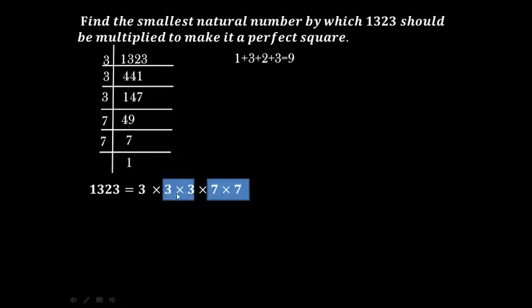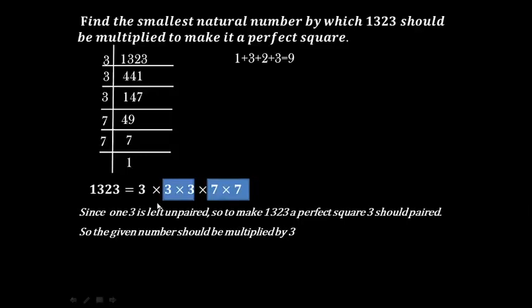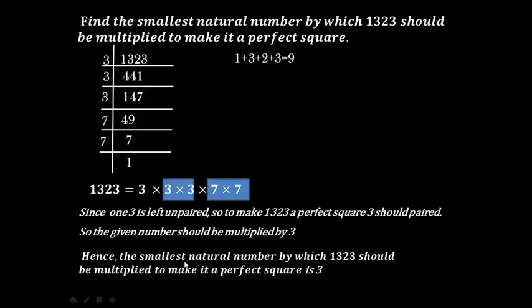Let's make pairs. We'll find that this 3 is unpaired. Since one 3 is left unpaired, to make 1323 a perfect square, 3 should be paired. So the given number should be multiplied by 3. Hence the smallest natural number by which 1323 should be multiplied to make it a perfect square is 3. So that means if we multiply 1323 by 3, it becomes a perfect square.